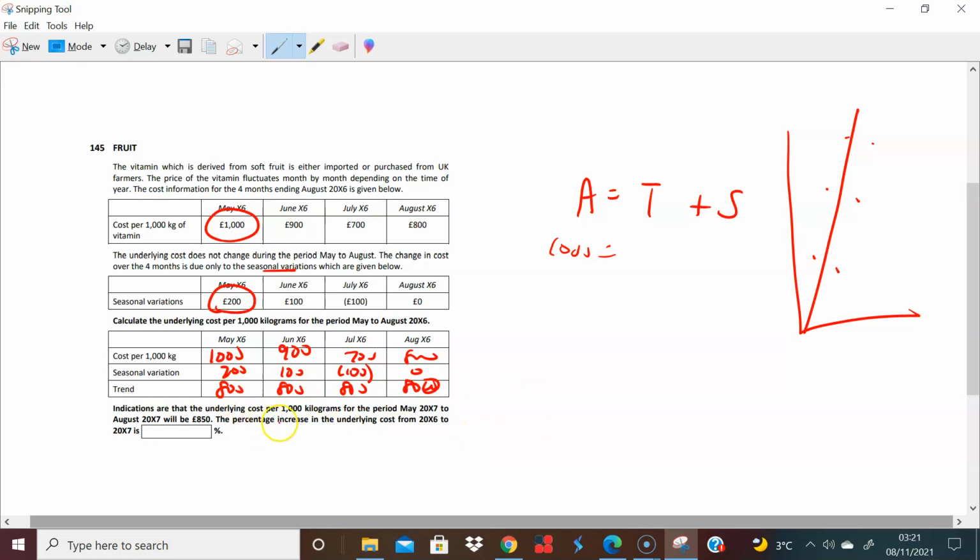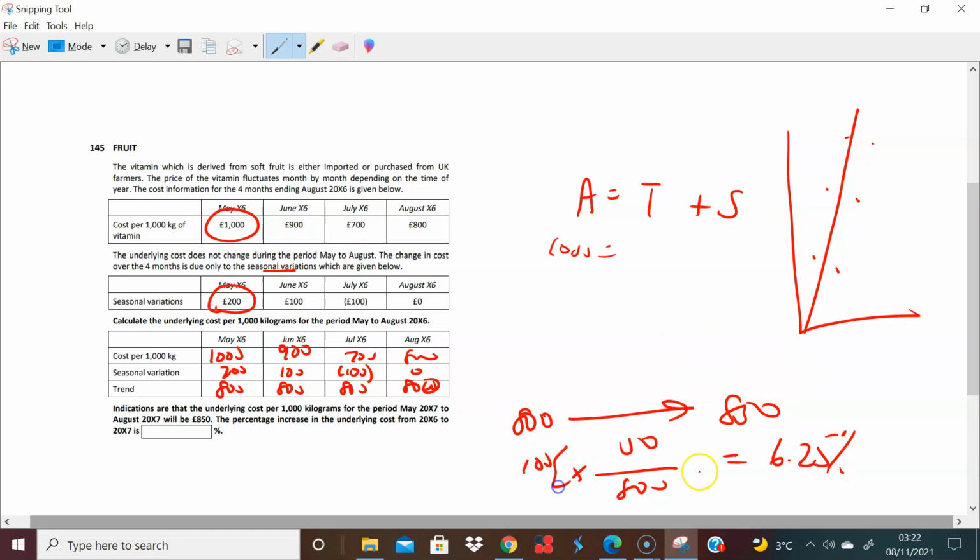Then it says that indications are that the underlying cost for the period will be 850. So the change pretty much is saying it's going from 800 to 850. So we have a 50 pound increase, of course, on the 800. So the 50 divided by the 800 times 100% is 6.25. So I multiply this by 100% and I'll have 6.25%. And that's where we are with that.